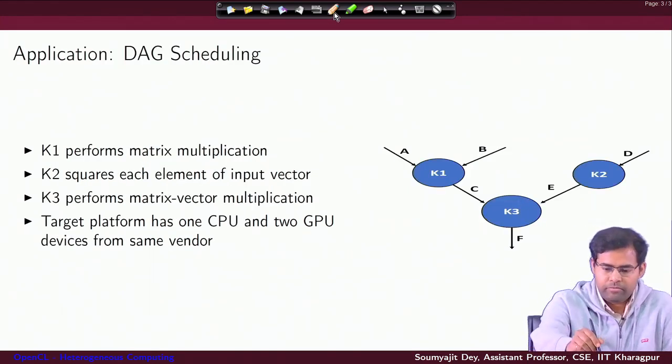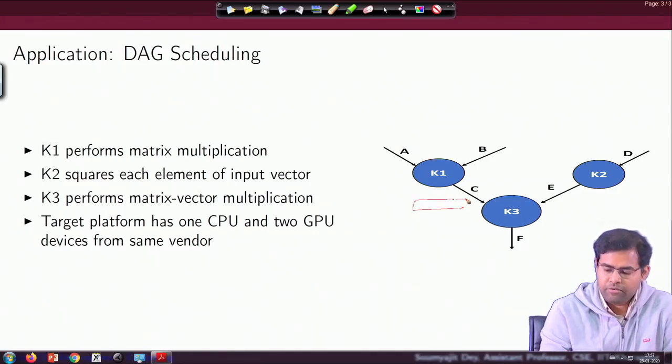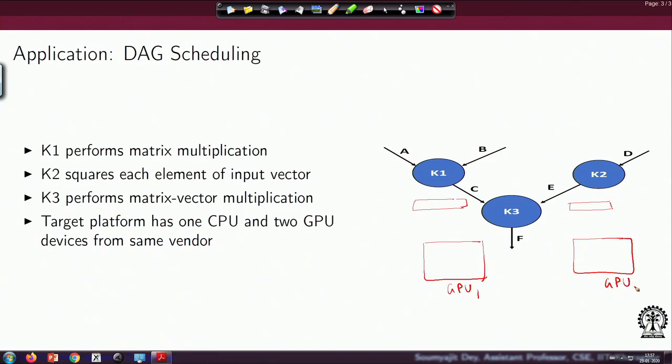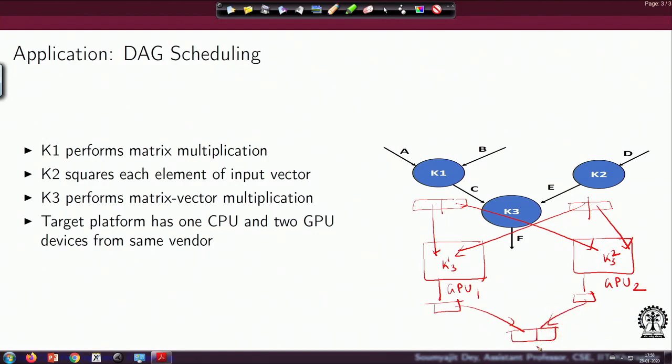So here you have the buffer C full of data produced by K1 and the buffer E produced by K2. Again, we are talking about a possible mapping. Let us say you have GPU device 1 and GPU device 2. You can copy a part of this here, a part of this here, and then you can launch a kernel K31 here and a kernel K32 here, produce two outputs, and then copy them to the host side memory to get the final output.